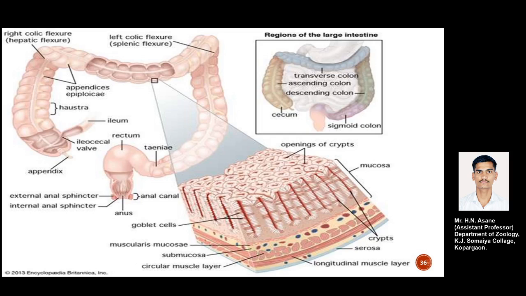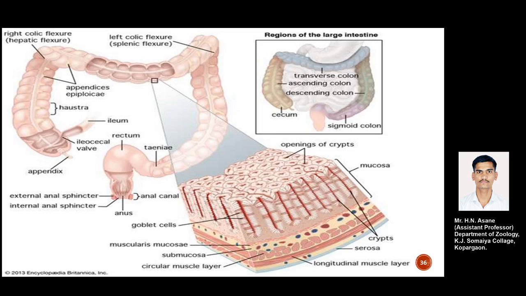As you can see in the cross section, or TS, of the large intestine, in the mucosa region you can see at the surface the openings of the crypts, and the presence of goblet cells. In the mucosa you can see the crypts, which perform the role of reabsorption of electrolytes and so on. In the submucosa region, you can see the muscularis mucosae, the muscular layer between the submucosa and the mucosa, which provides extra stability for this structure.